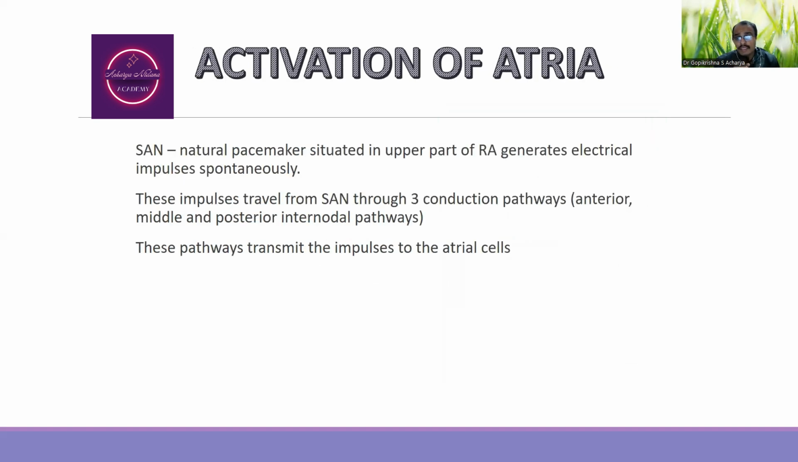When you think about the activation of the atria, that is actually done by the sinoatrial node. That is a natural pacemaker situated in the upper part of the right atrium, which is generating the electrical impulses spontaneously. The electrical impulses travel from the sinoatrial node to the AV node through three conduction pathways: anterior, middle, and posterior internodal pathways. From there, the impulses move to the atrial cells.